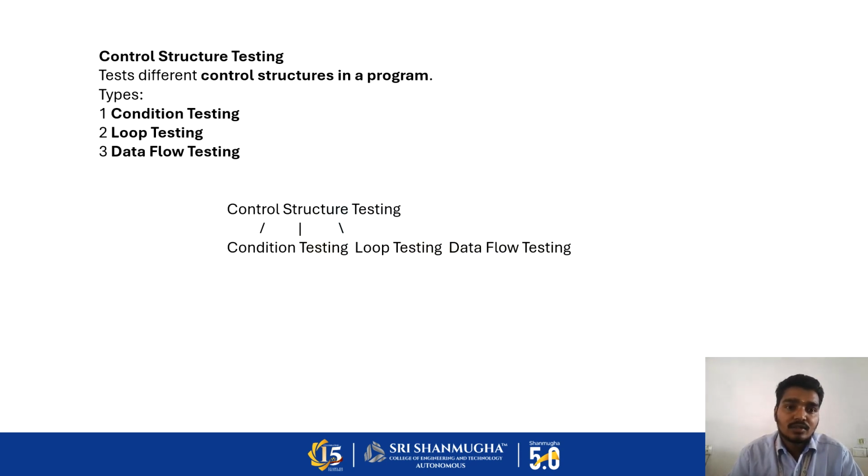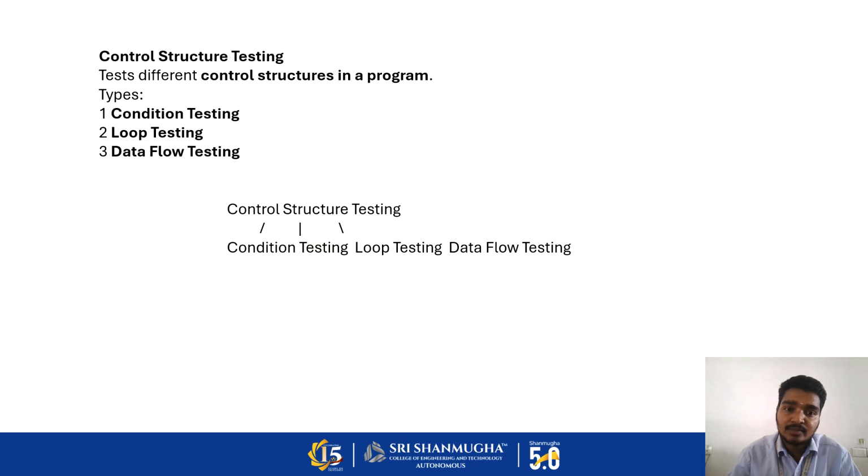Next we see control structure testing. The test is based on the different control structures in the program. There are three types: condition testing, loop testing, and data flow testing. Condition testing checks whether the given logical conditions are right or wrong. Loop testing checks conditions that repeat, or incremental methods used for looping. Data flow testing checks how data flows through the system structure in control structure testing.